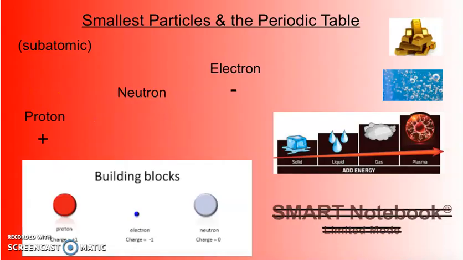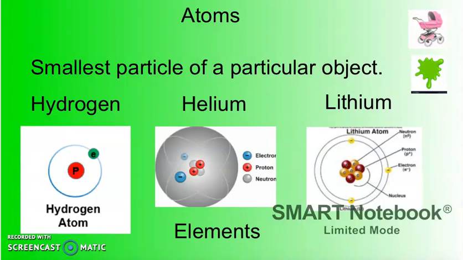So where does that fit in with atoms? Protons, neutrons, and electrons make up atoms. And atoms are the smallest particle of a particular object, like hydrogen and helium and lithium, things that are elements. Now, we're not even to the compounds yet, like baby buggies and green slime. We are just to the point of the elements.